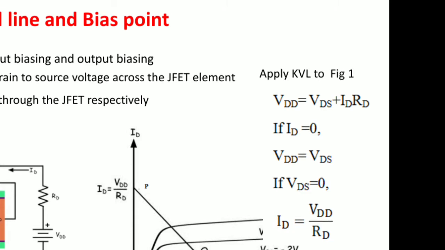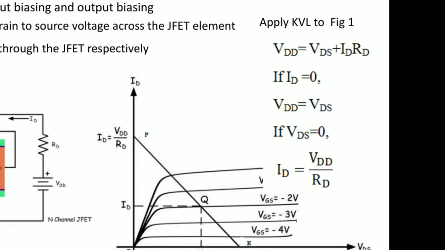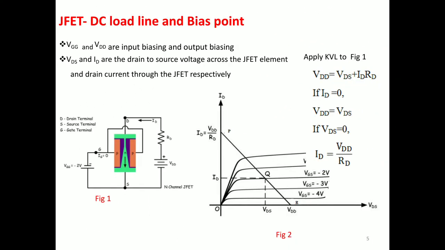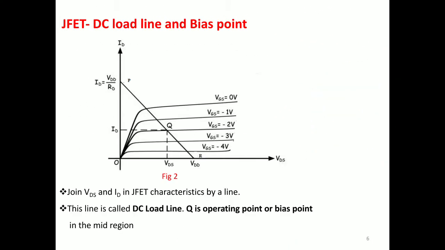Apply KVL to figure 1. Your VDD, that is your applied voltage, is equal to the potential drop at the JFET and the potential drop at resistance RD. From this, if the condition is ID equal to 0, obviously your VDD is equal to VDS, and if VDS is equal to 0, ID is equal to VDD by RD. Here we have 2 points. So note down these 2 points and put them in the drain characteristics.